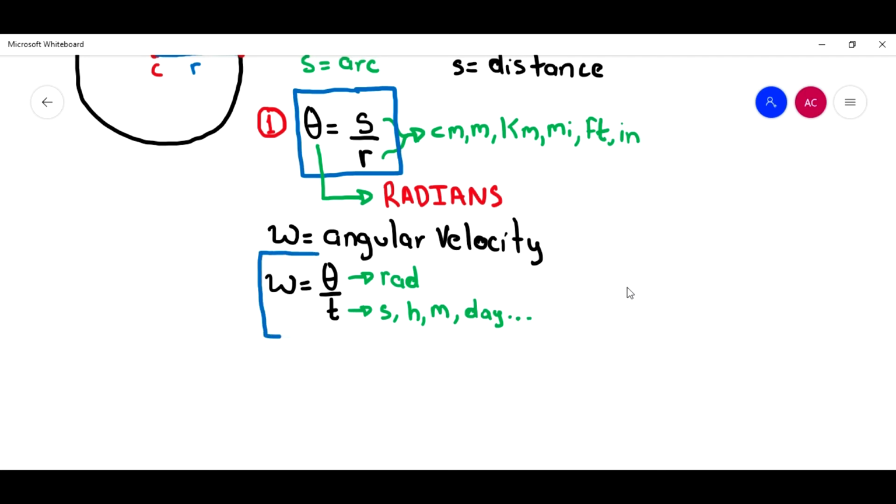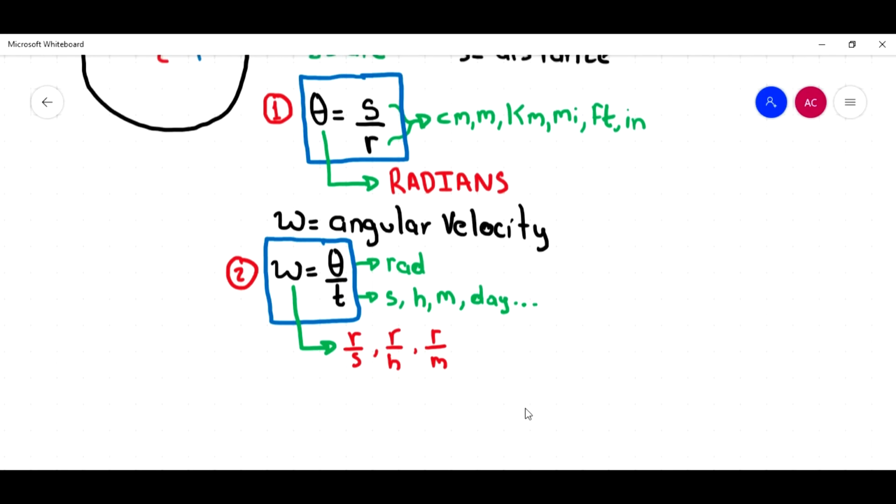I'm going to circle this equation over here and say that this is the second equation. The units for the angular velocity, most of the time, are radians over seconds, but could also be radians per hour or radians per minute. It depends on the problem.